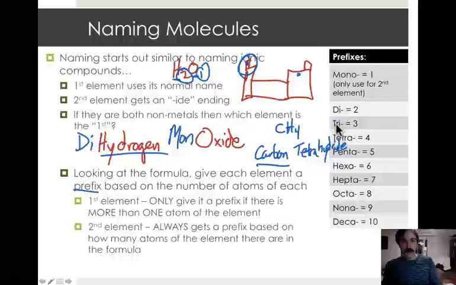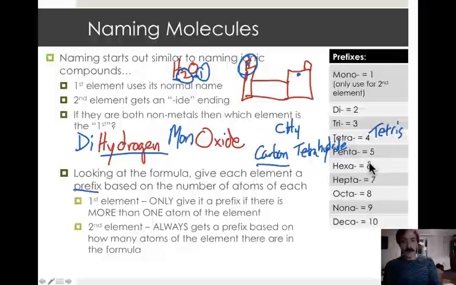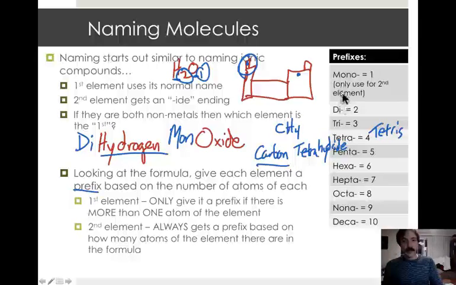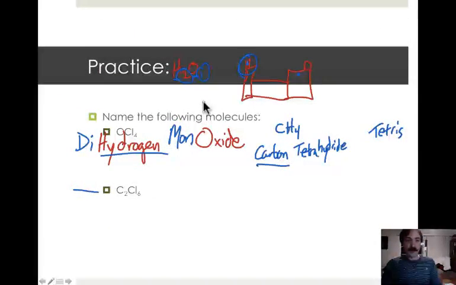So it's mono, di, tri, tetra. The way I remember that one is Tetris. If you've ever played the game Tetris, each piece in the game is made up of 4 boxes, so that helps me remember that tetra is the prefix for 4. Then you've got penta, hexa, hepta, octa, nona, and deca. The only real difference between ionic naming and covalent naming is these prefixes. You have to give prefixes to molecules. You don't give them to ionic compounds.